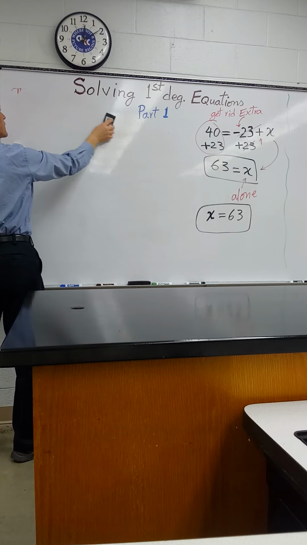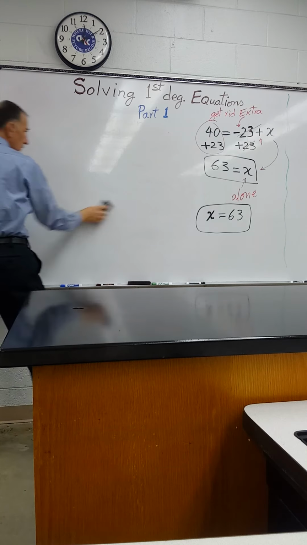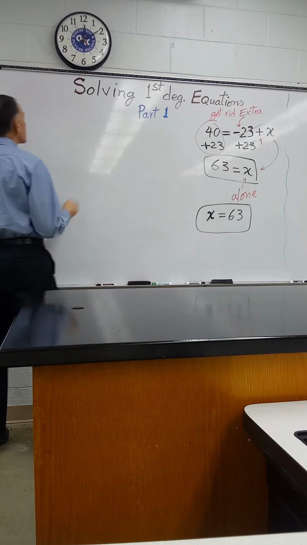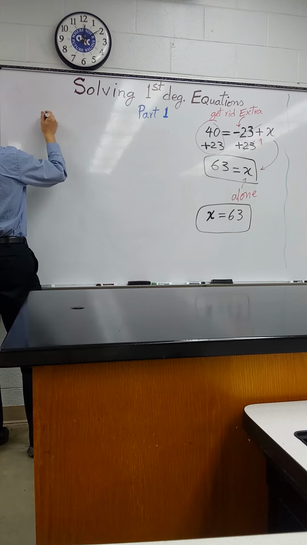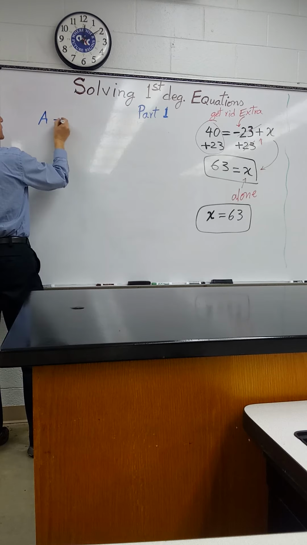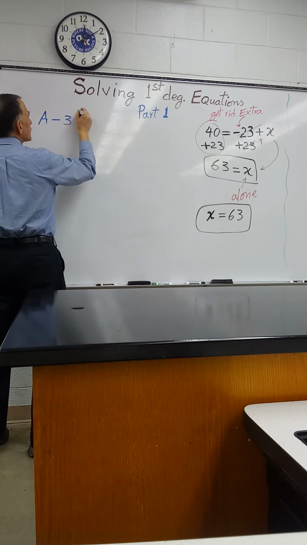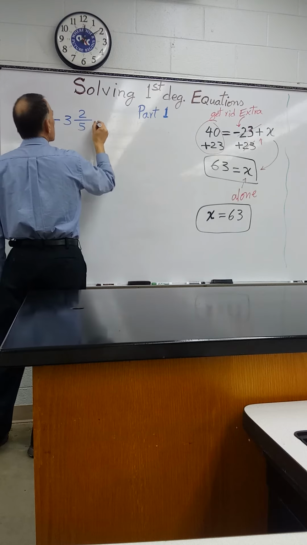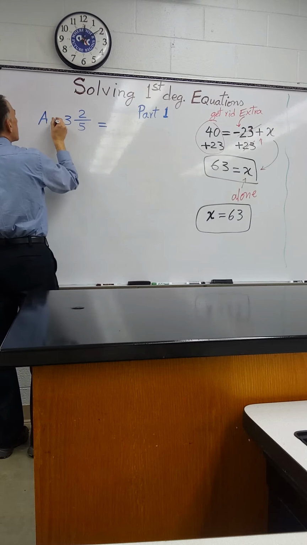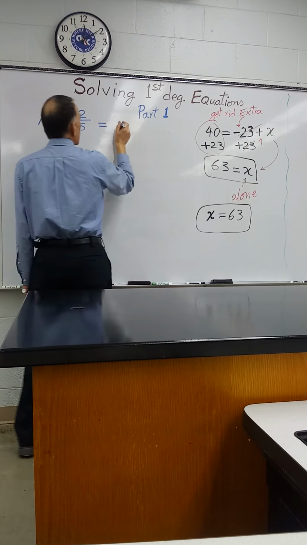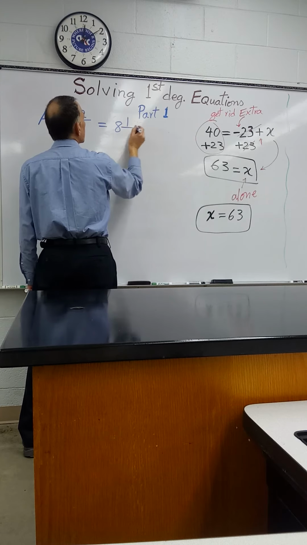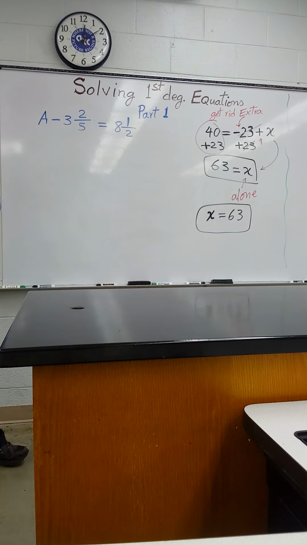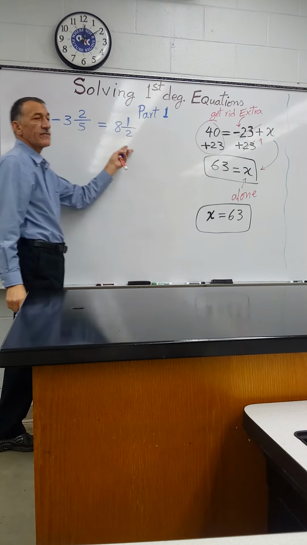All right, let's do one fraction and let's do one decimal. In a minute, I'm going to show you what happens if you have a fraction. For example, let's say we have a minus 3 and 2/5, and that's equal to, for example, 8.5. All right? Then you say, oh, I got fraction on this side, I got fraction on this side.